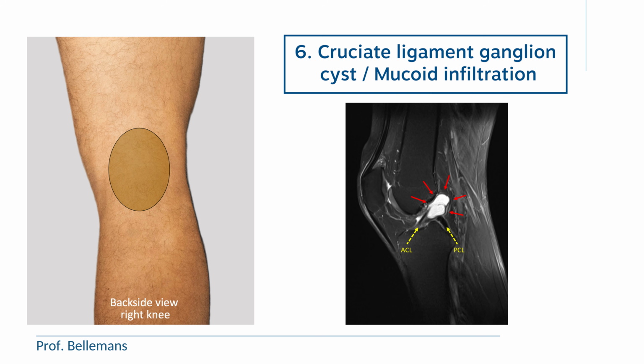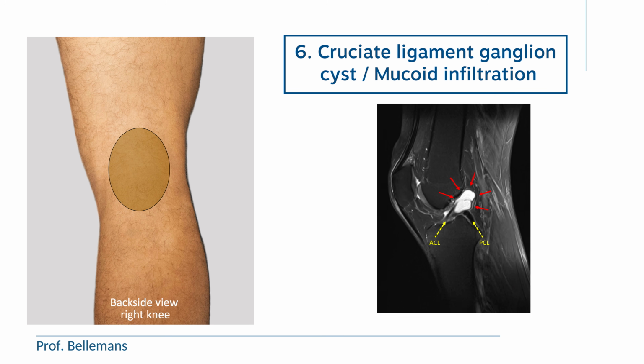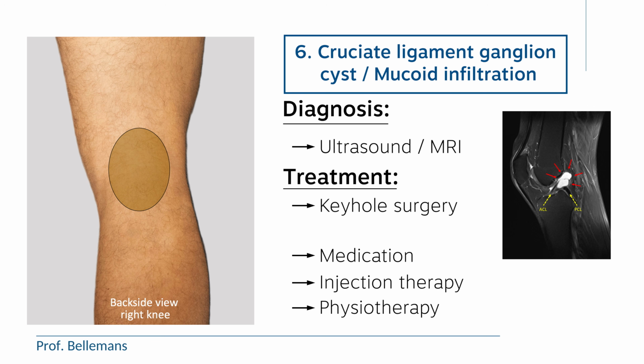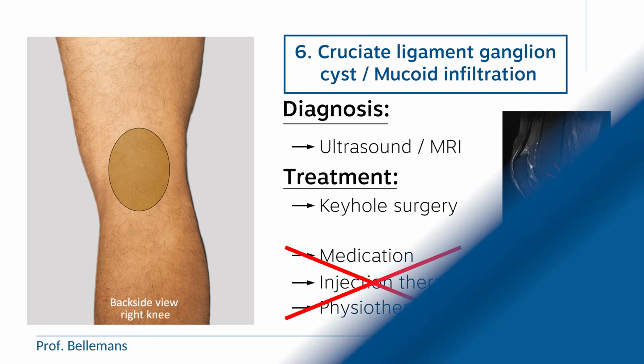And, very typically, the pain is especially pronounced when the knee is brought in deep flexion, for example as during squatting. The diagnosis is easily confirmed with MRI, and the treatment consists of keyhole surgery with removal of the cyst or thinning out of the thickened fibers. Medication, injection therapy or physiotherapy unfortunately do not help here.